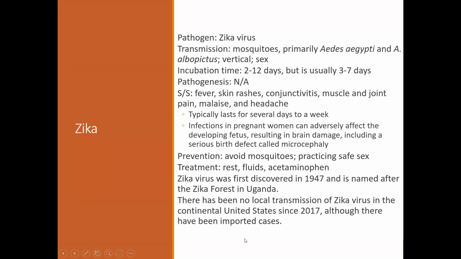Now, Zika has not been transmitted locally in the United States since 2017. In 2016, we had local transmission in Florida. In 2017, there was local transmission in Florida and Texas. Now, there have been imported cases. There were no imported cases reported in 2020 and 2021. There were very few in 2019.